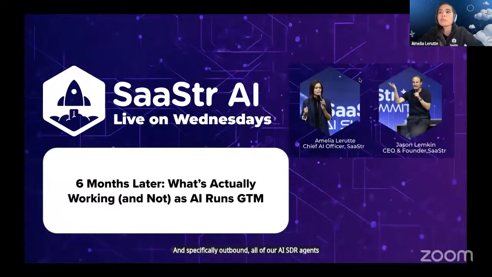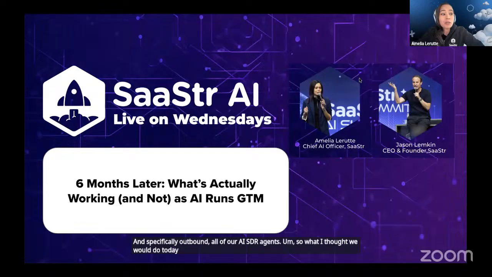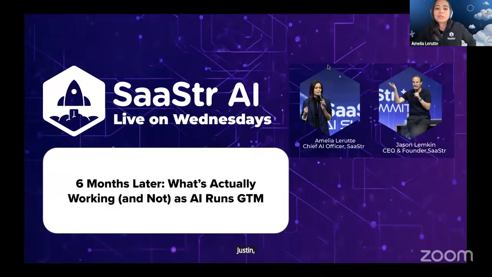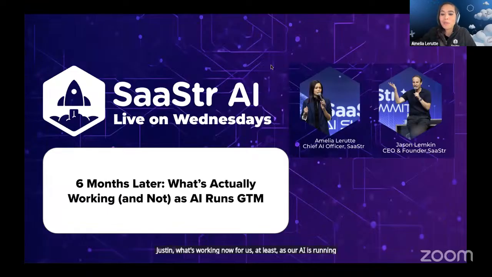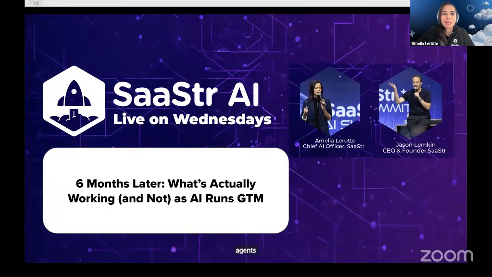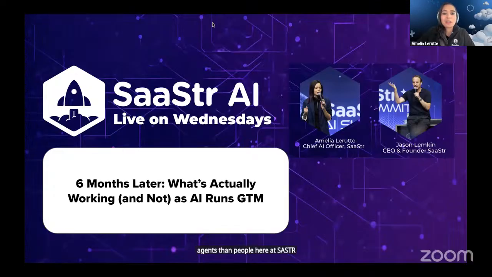So what I thought we would do today is start with marketing, and then we'll circle back to a few things we didn't get to in broader go-to-market, just in what's working now for us, as our AI is running our go-to-market teams, and we have more agents than people here at SaaStr. So thought we would start there.